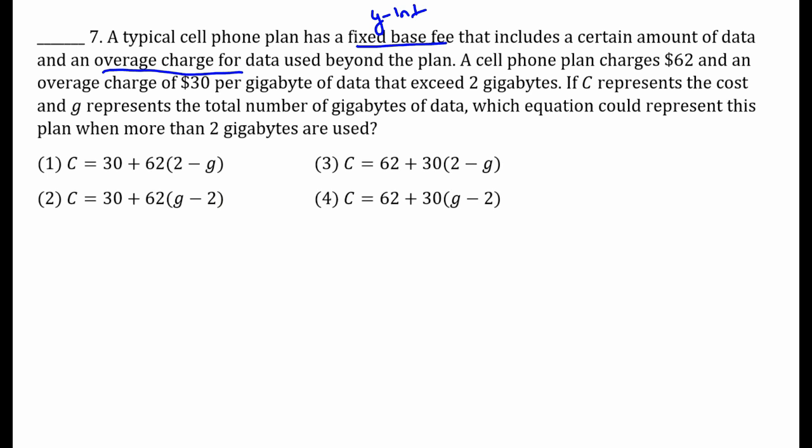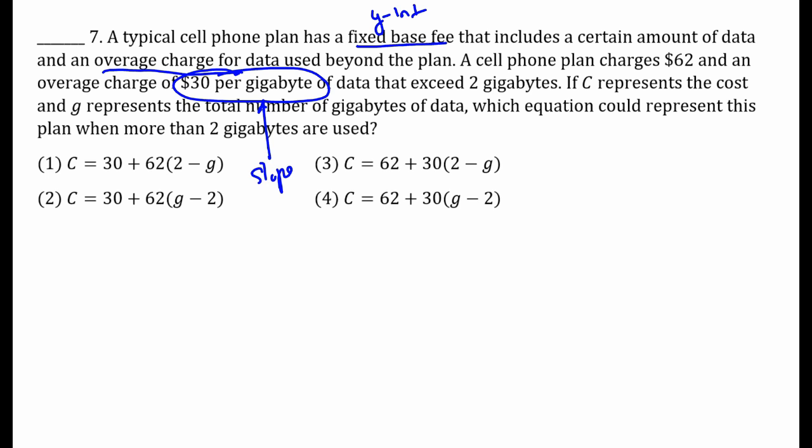A cell phone plan charges $62 and an overage charge of $30 per gigabyte. That per gigabyte there tells me that is the slope. I know immediately that $30 per gigabyte is the slope if I exceed 2 gigabytes. Let C represent the cost and G represent the total number of gigabytes of data. Which equation represents this plan when more than 2 gigabytes are used?